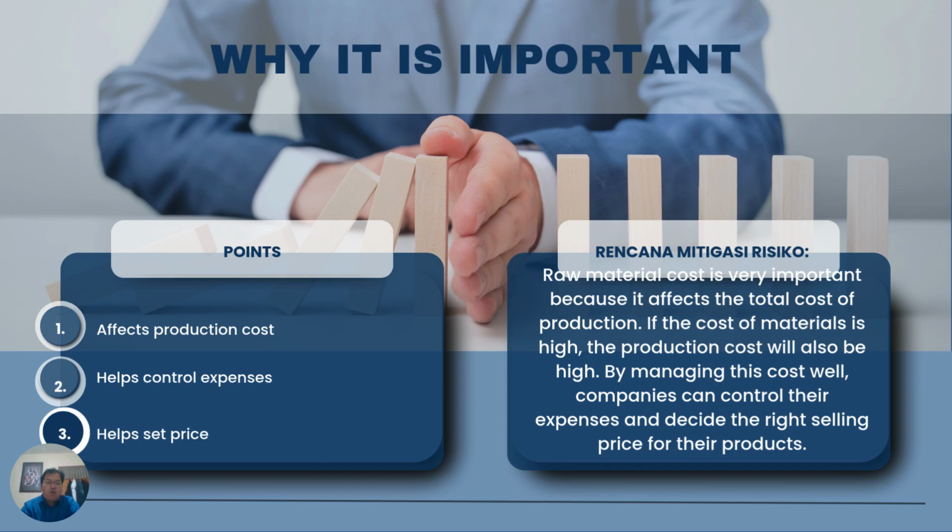Raw material cost is very important because it affects the total cost of production. If the cost of a material is high, the production cost will also be high. By managing this cost well, companies can control their expense and decide the right selling price for their product.